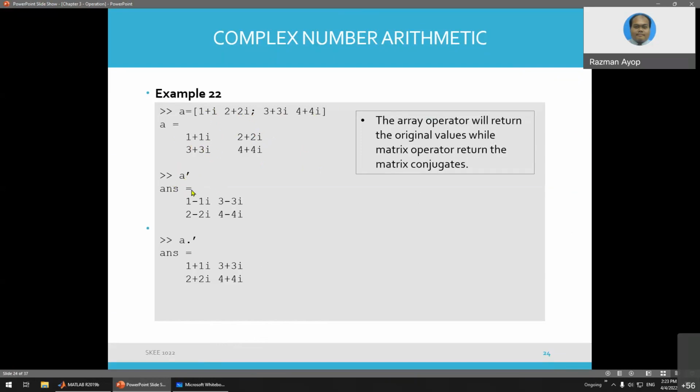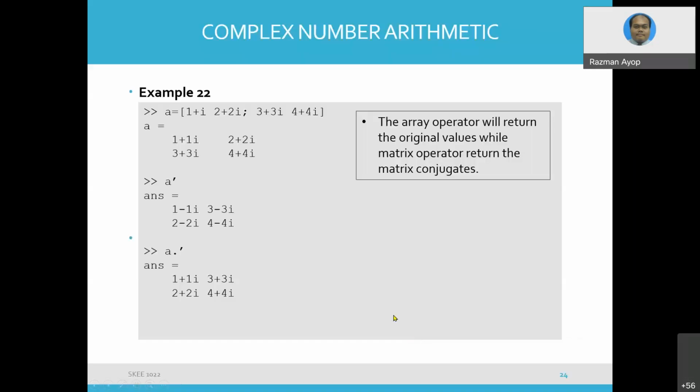Make sure you know the difference. Matrix transpose, you can see here, it will flip. Let me draw this. You can see all these become negative. Remember, transpose becomes negative, and it will flip at the diagonal. So this one will flip here and this one will flip here. So that is matrix transpose.